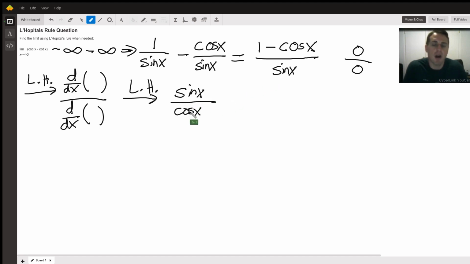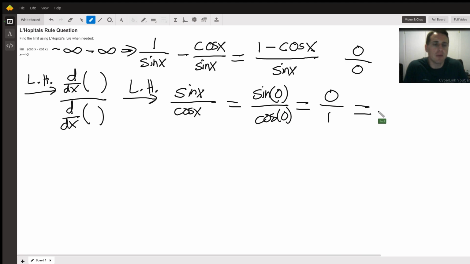Now, with that in mind, we can plug the value in. So we have the sine of 0, because that's the limit value, over the cosine of 0. Well, the sine of 0 is 0, and the cosine of 0 is 1. So this limit is indeed 0. Okay, so this ends the problem.